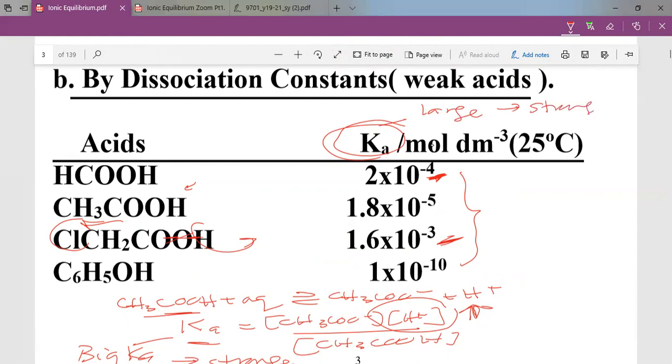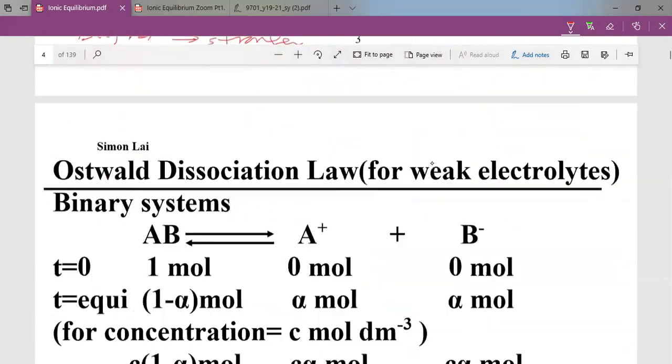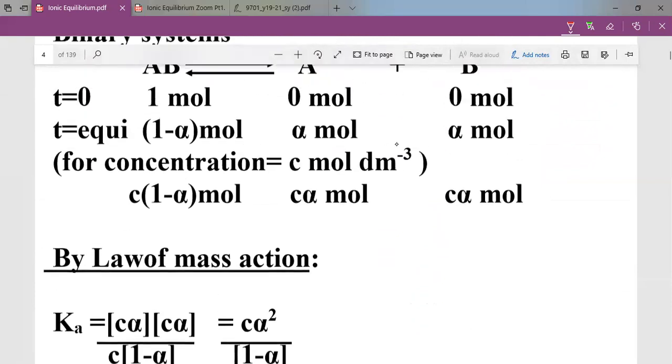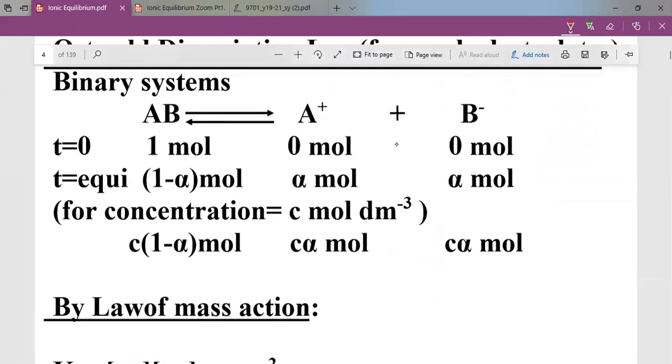But then your log, I told you, your pKa, is opposite. A large pKa means weak acid. Small pKa means strong acid. They will ask you this. Now this binary system here, you can look at yourself, because I developed this for you and it's very simple. Binary means I have A and B, only 2 substances, and not 3 substances.